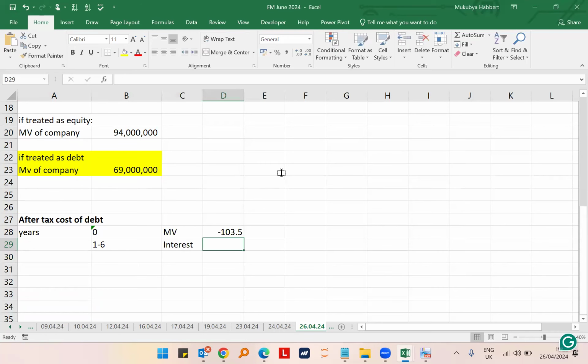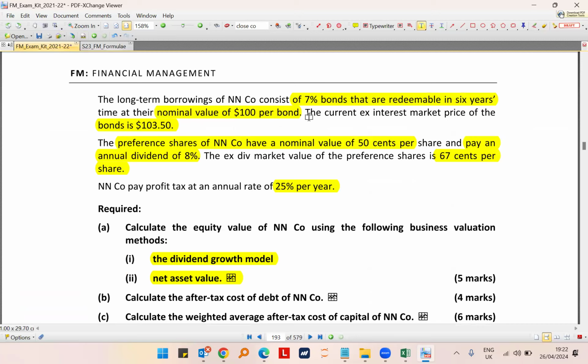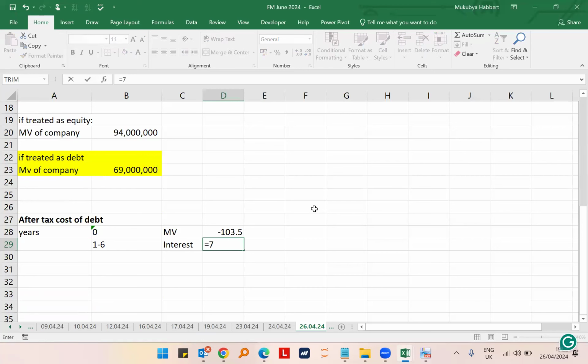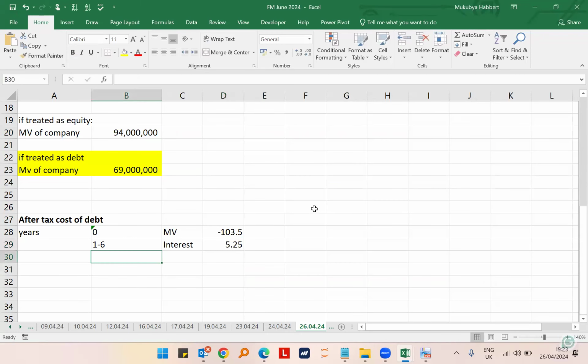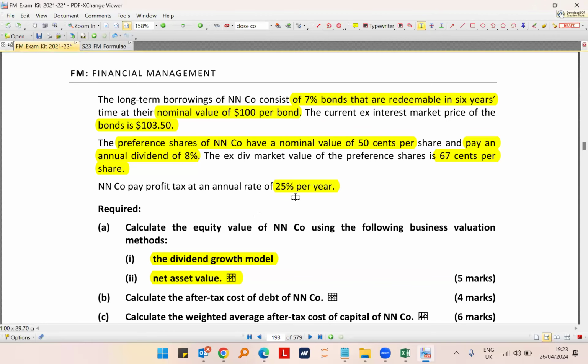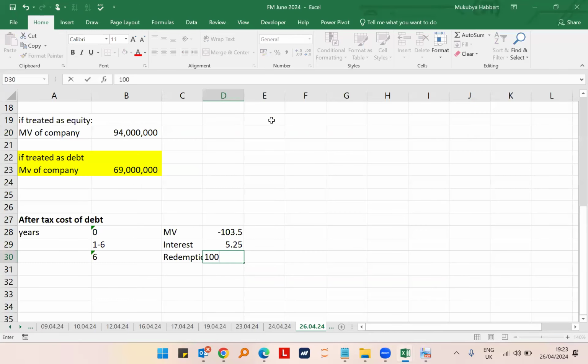Now, interest is 7%, but we want after tax. So we are going to remove the tax aspect. So 7 multiplied by 1 minus the tax, which is 25%, which is 5.25. Then in the 6th year, we have redemption. And the redemption, they say it is at nominal value, which is 100. Okay, so these are the cash flows.